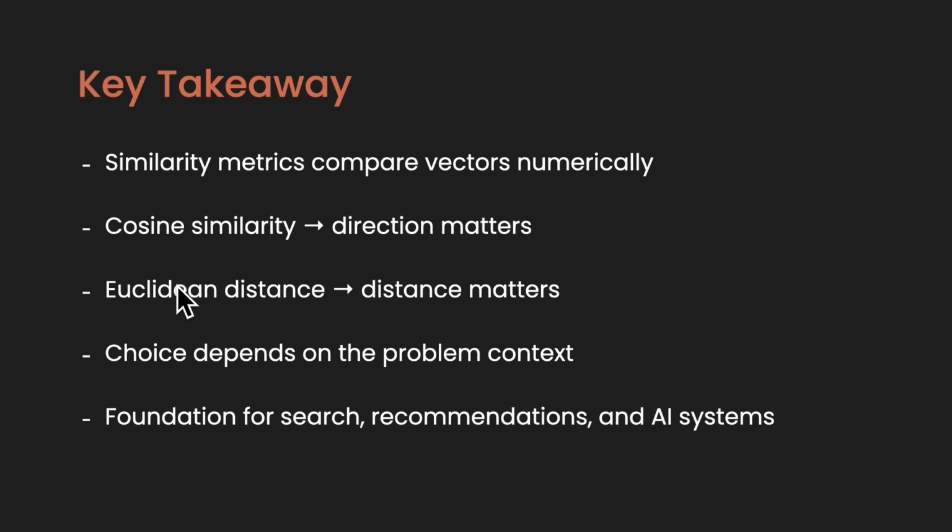Now the choice between cosine similarity and Euclidean distance obviously depends on the use case and the problem context. So if you understand what cosine similarity and Euclidean distance metrics are, then you would be able to apply them to that problem context. So that is why understanding this is so important. Now, whatever concepts we just learned are heavily used in semantic search. They are used in recommendation engines and in building AI systems.